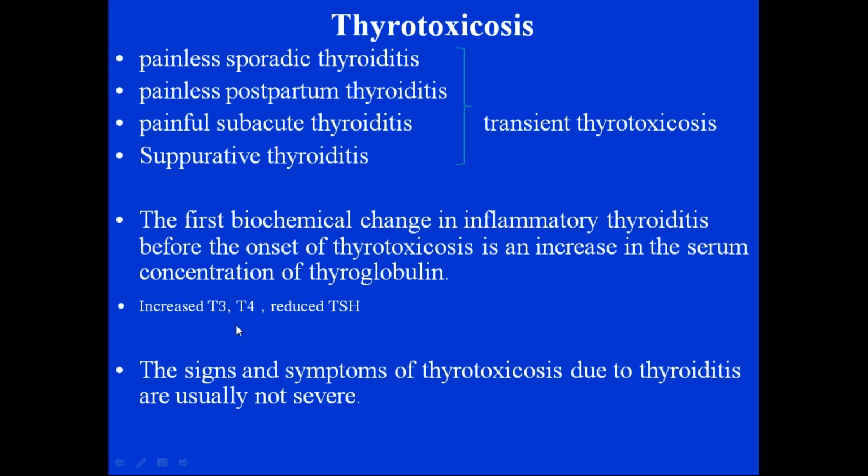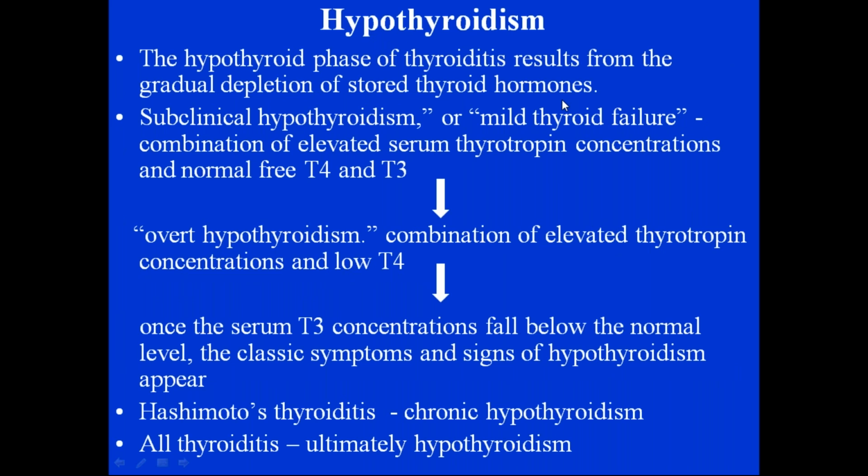So this is the biochemical change which happens. The signs and symptoms of thyrotoxicosis due to thyroiditis are usually not severe, and the patient can also have a hypothyroid stage, due to the depletion of stored thyroid hormones. So subclinical hypothyroidism is normal free T3 and T4, but the levels of TSH will be higher.